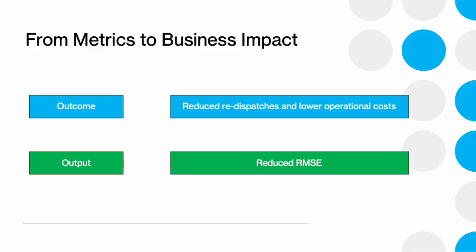Connecting our model metrics back to business impact, recall that the outcome we want is steadier schedules and lower costs. The outputs we measured are validation and test set root mean squared error, with mean absolute error and R squared as supporting signals to show that our model explains the variance in target values. My working hypothesis is that a lower root mean squared error should reduce redispatches and lower operational costs. So that's what we would monitor going forward to track performance as new data readings are provided.